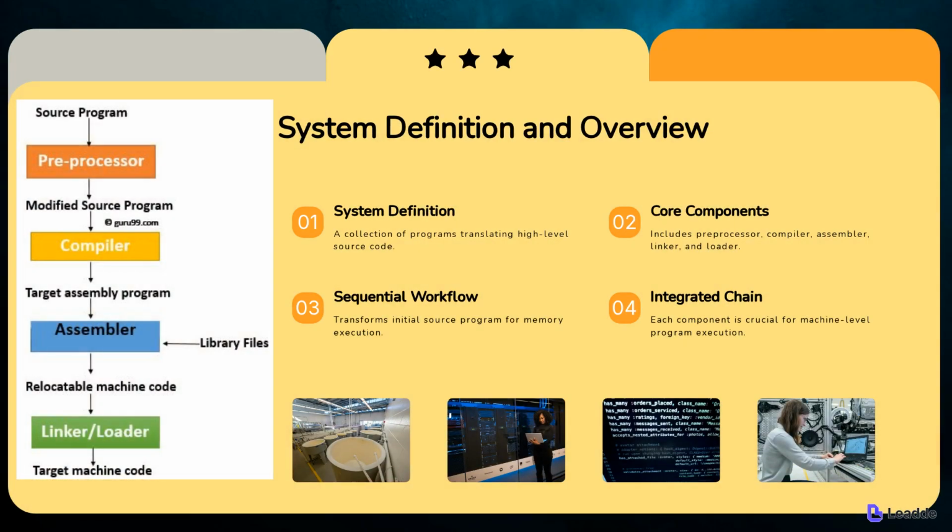At its core, a language processing system is defined as a collection of programs that translate high-level source code. Its core components include the preprocessor, compiler, assembler, linker, and loader. These elements operate in a sequential workflow, transforming the initial source program into a state ready for memory execution. It is an integrated chain where each component is crucial for achieving the final machine-level program execution.